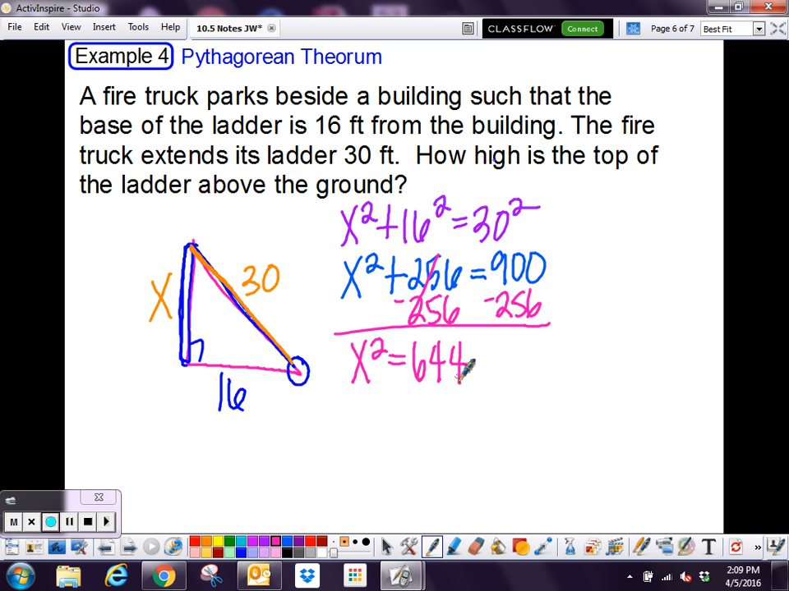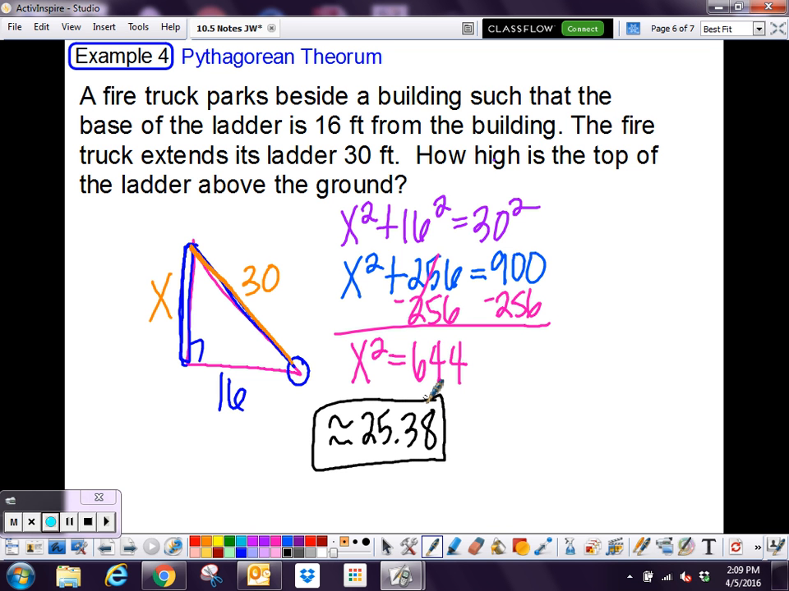And I want to get this both ways. We're going to get it as a simplified radical, and we're going to get it as a decimal, because it doesn't tell me how to do this. So if it was a decimal, it would be about 25.38.